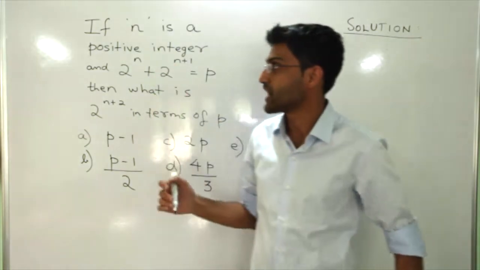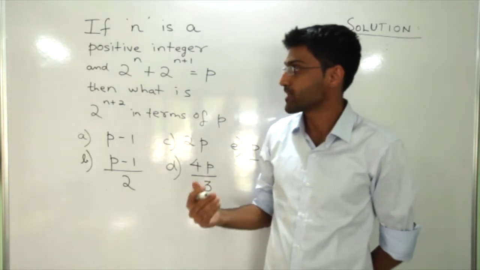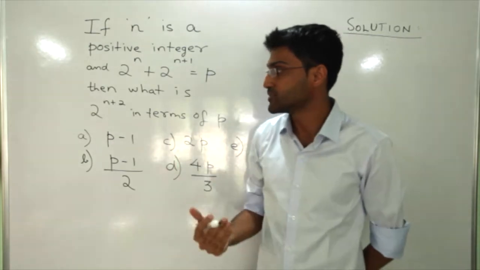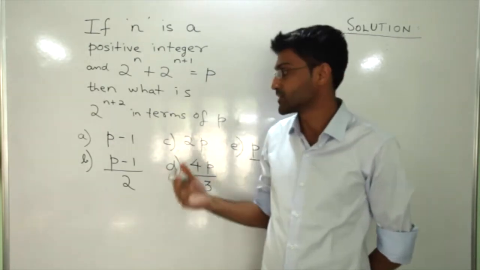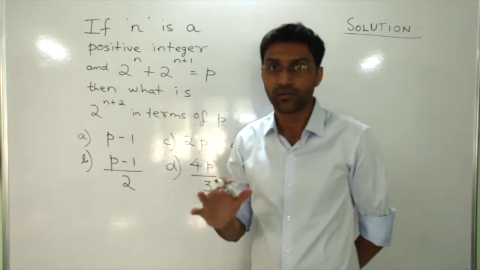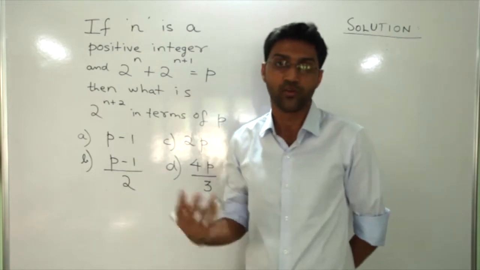So this is a question that we have today. If n is a positive integer and 2 raised to n plus 2 raised to n plus 1 equals p, then what is the value of 2 raised to n plus 2 in terms of p? This is a typical test question wherein students get a bit floundered in terms of what to do. Let's have a look at addressing this question in two methods.